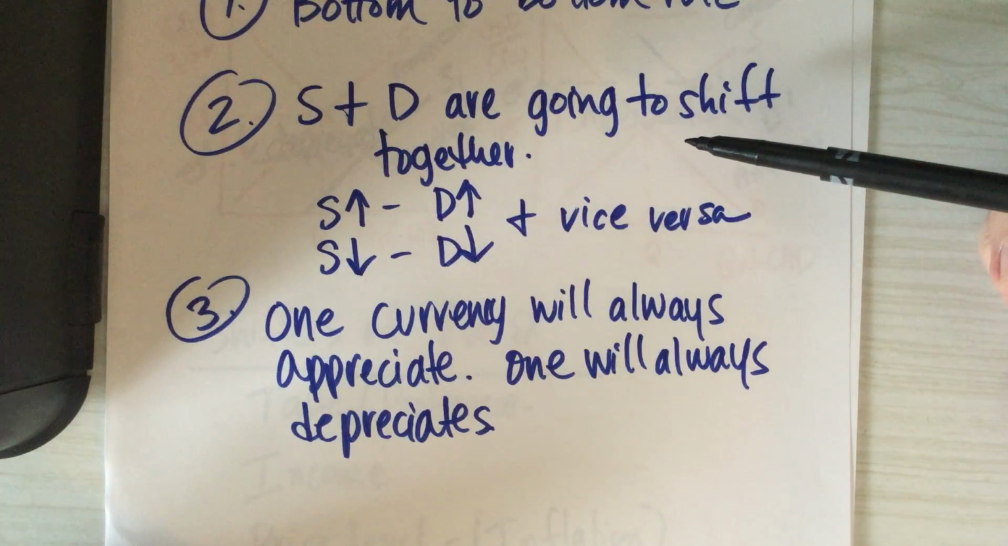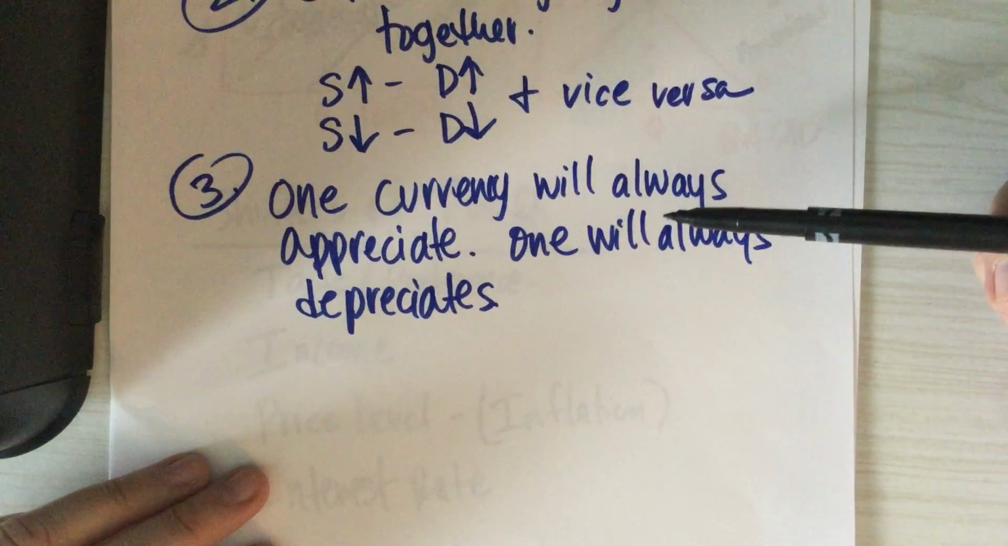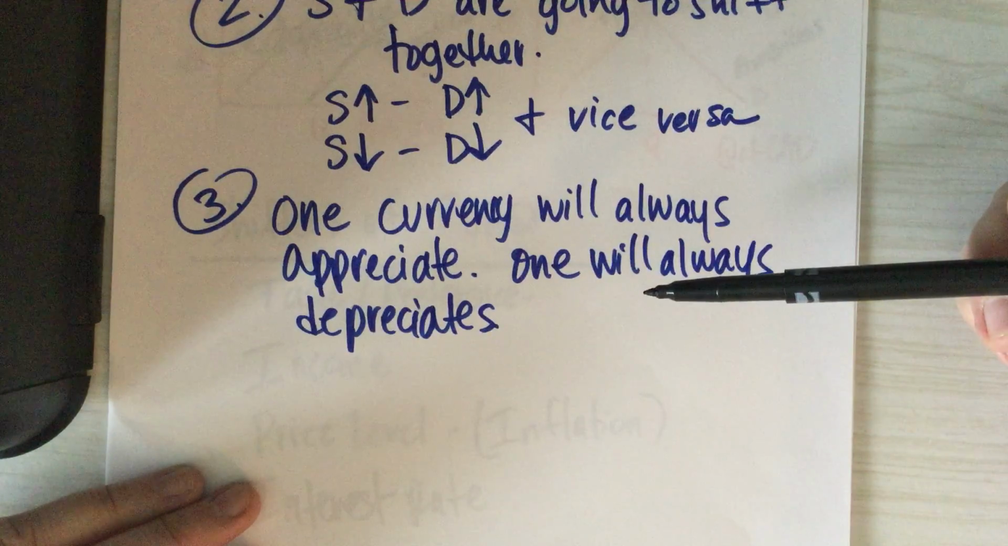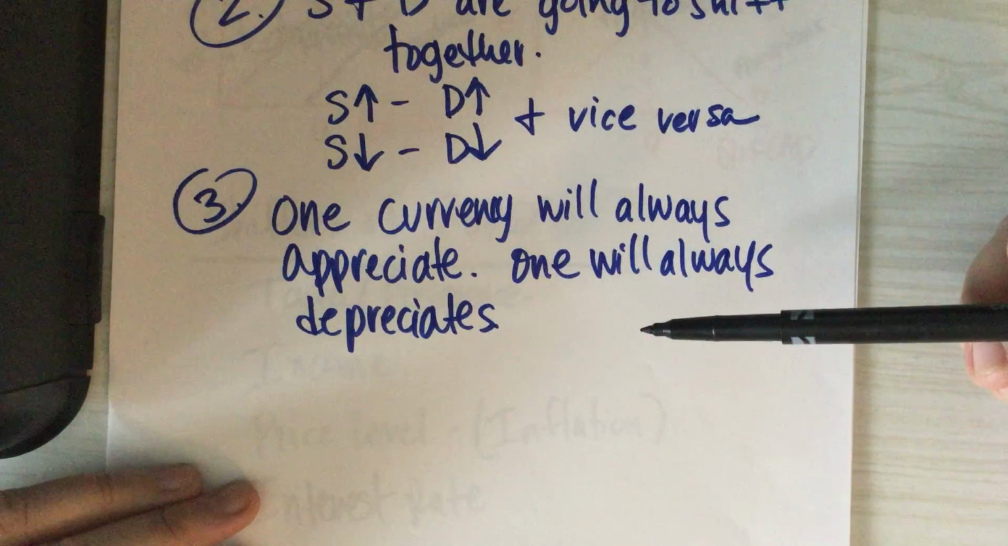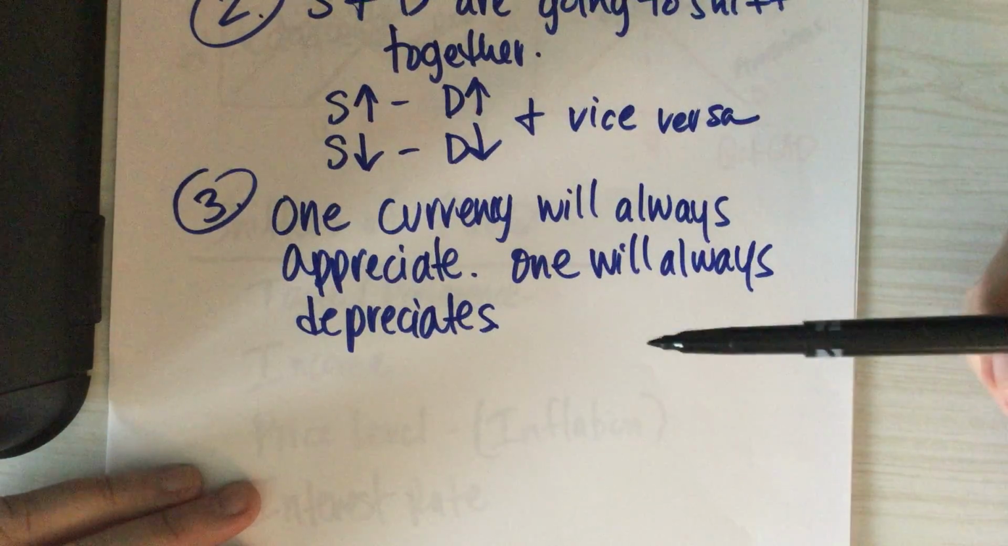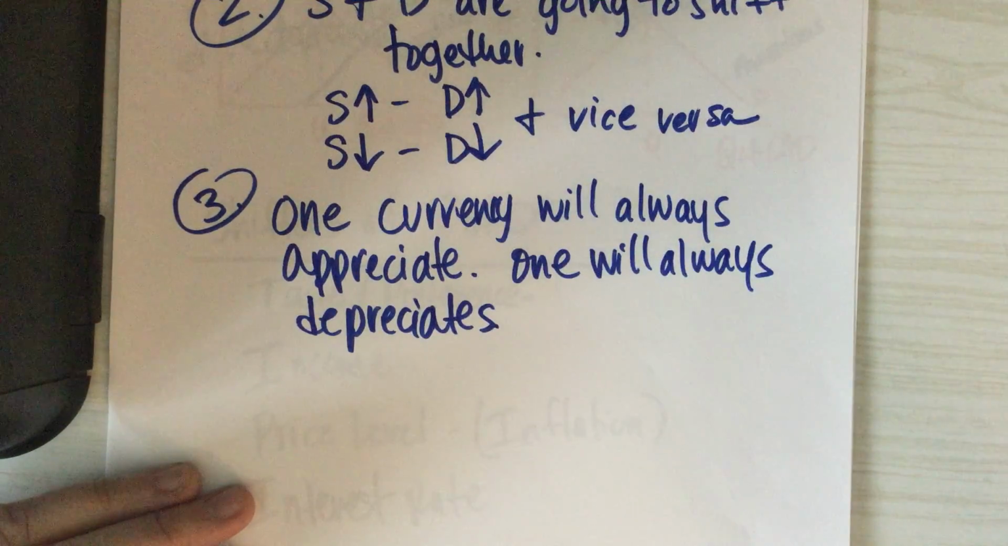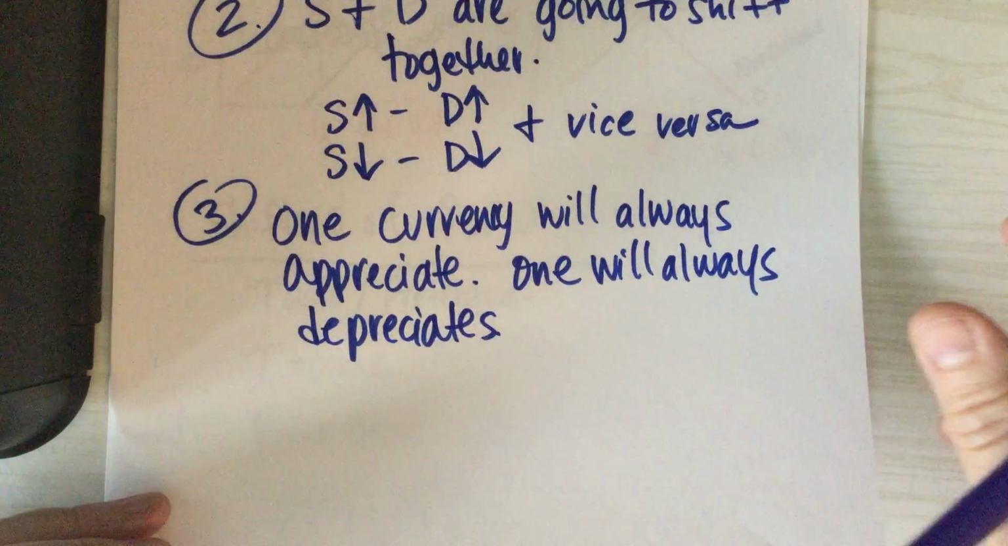So foreign exchange rules: one, bottom to bottom. Two, supply and demand will always go up and down together. Three, one currency will always appreciate and one will always depreciate. On the video, he talks about how appreciation and depreciation is not necessarily a good or a bad thing, and we'll talk about that in the last rule that I'm going to add on here.